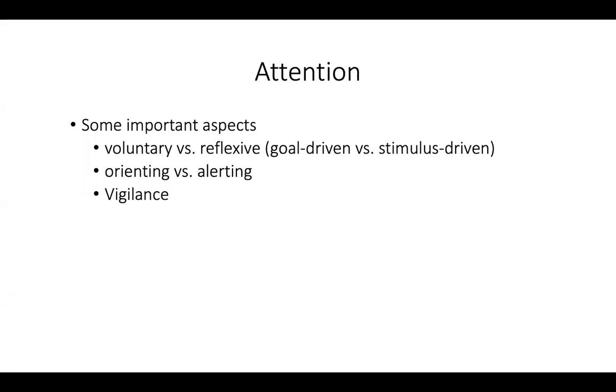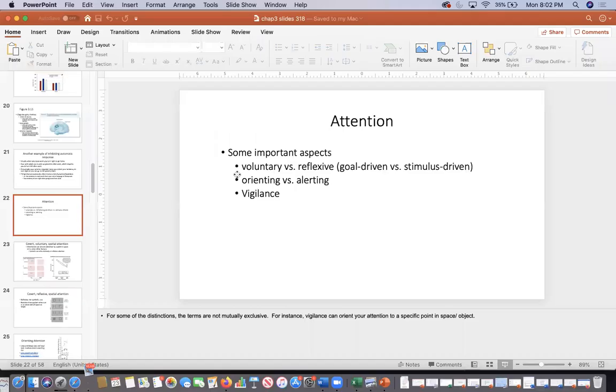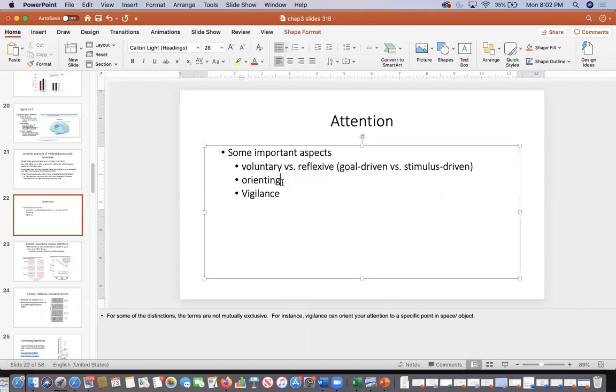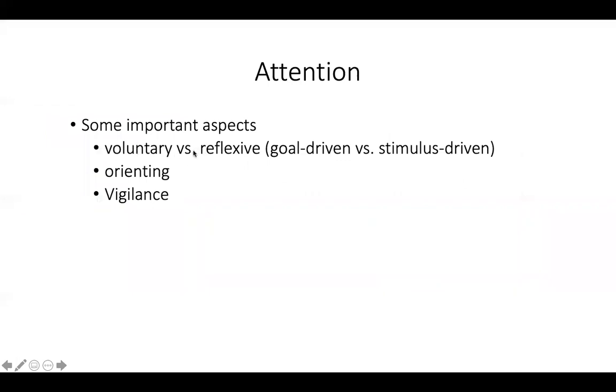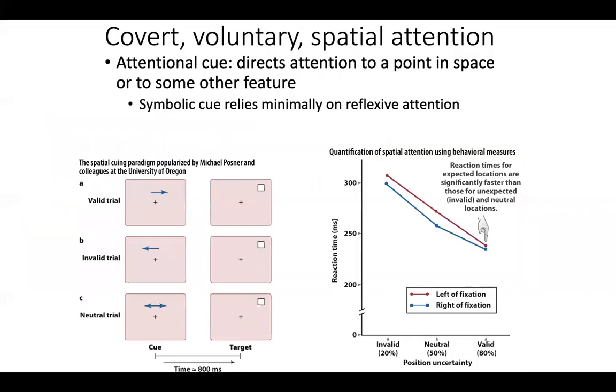We're not actually going to talk about alerting attention. We're going to be talking about orienting attention, but not alerting attention. There we go. This is what we're going to be talking about: voluntary and reflexive attention, orienting attention, and vigilance. These are different aspects or different ways of studying attention. The book talks about all of these to different degrees. We'll be talking about these same things, but I'll be talking about some of the things the book talks about, and I'll also be adding some additional things compared to what the book talks about.